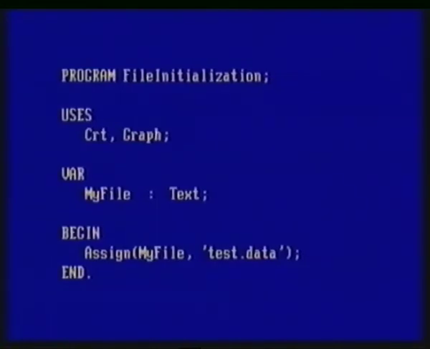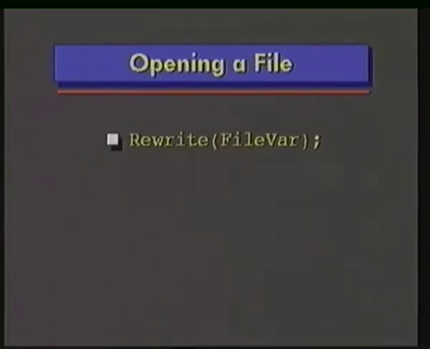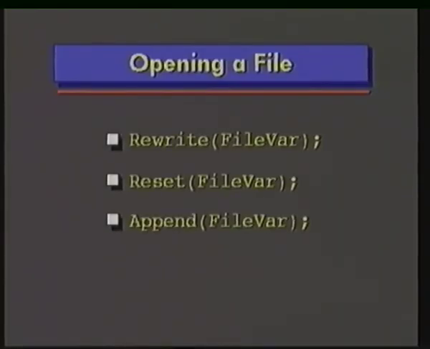The file can be created, however, by using the rewrite procedure shown here. But be careful. If rewrite is used with an existing file, it deletes all the contents of that file. Reset and append are used with existing files. Later on, we'll see how to make sure the file does not already exist before we use the rewrite procedure. Reset opens a file and sets the file pointer to the beginning of the file. Append, on the other hand, opens a file and sets the pointer to the end. So generally speaking, append is the procedure we'll use when we want to add text to a file.